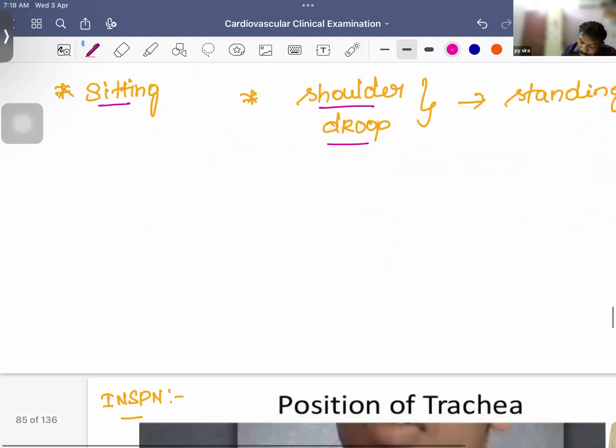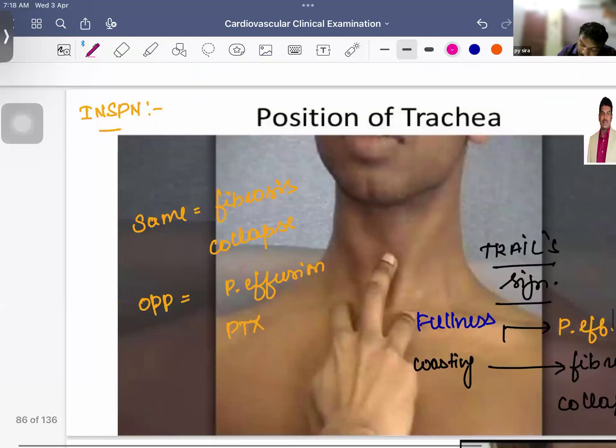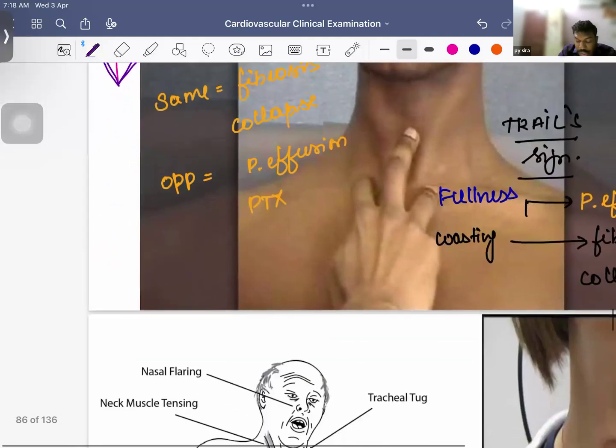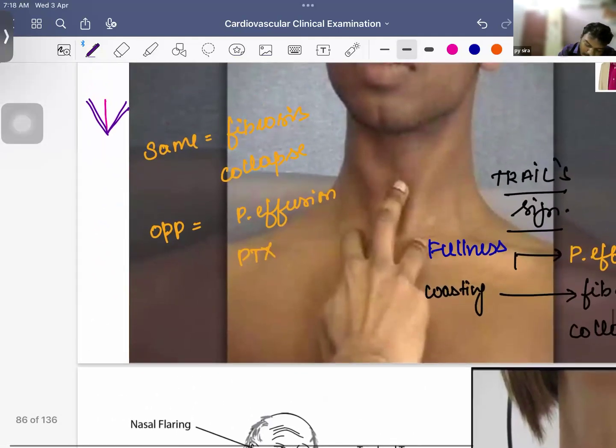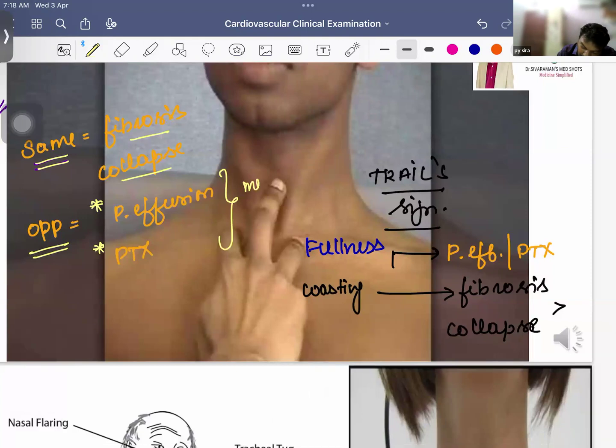Once you keep the patient in position, you have to see the position of the trachea. The trachea is like this, with the sternocleidomastoid on both sides. The trachea is usually slightly shifted towards the right side. Whenever it is more prominent over the right side, it is a same-side shift, seen in fibrosis and collapse of the lung. Whenever it is shifted to the opposite side, it is pleural effusion and pneumothorax, and this is called mediastinal shift.